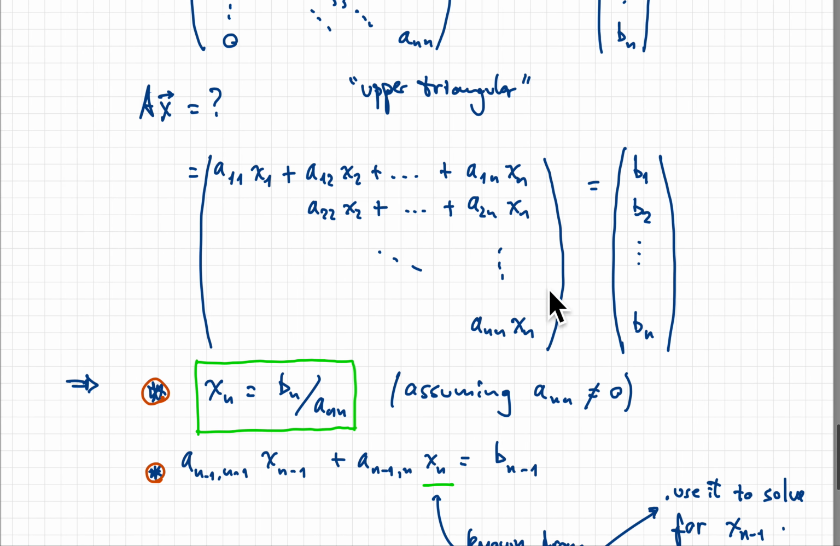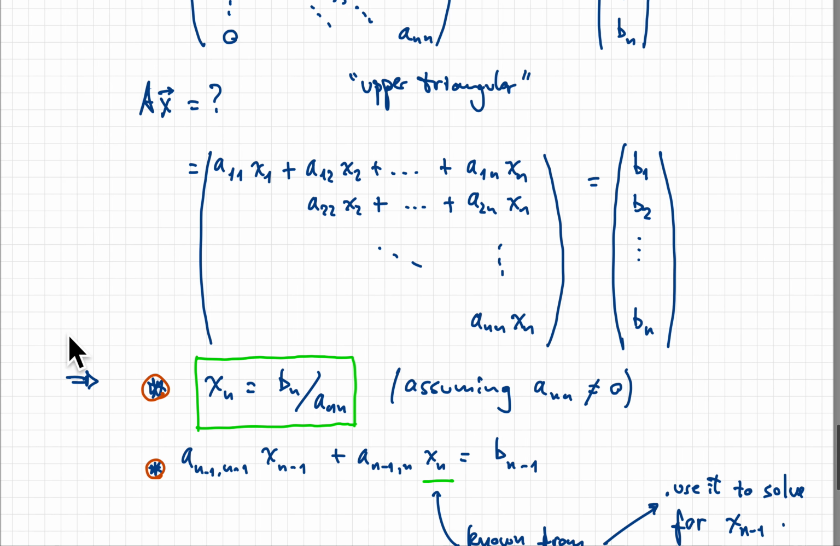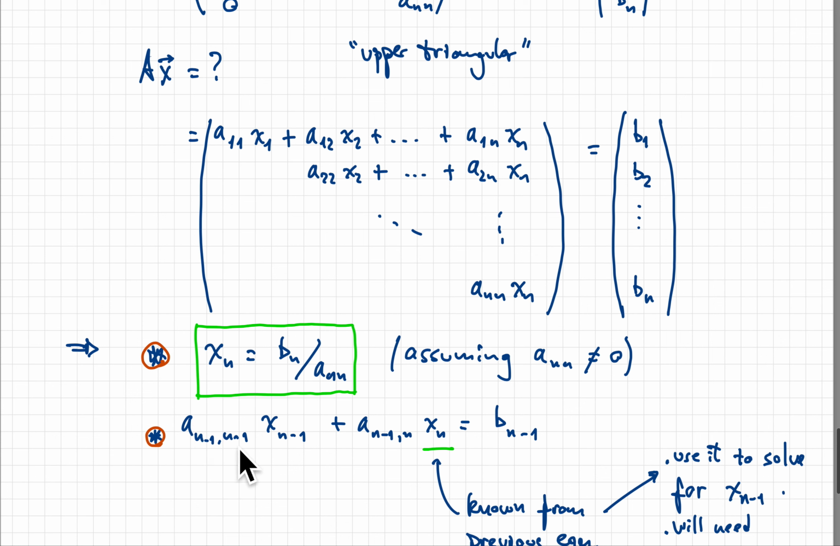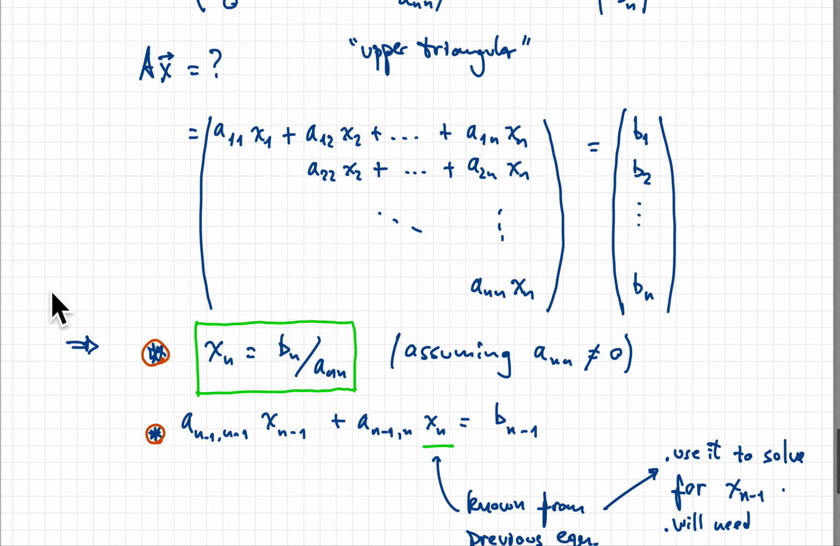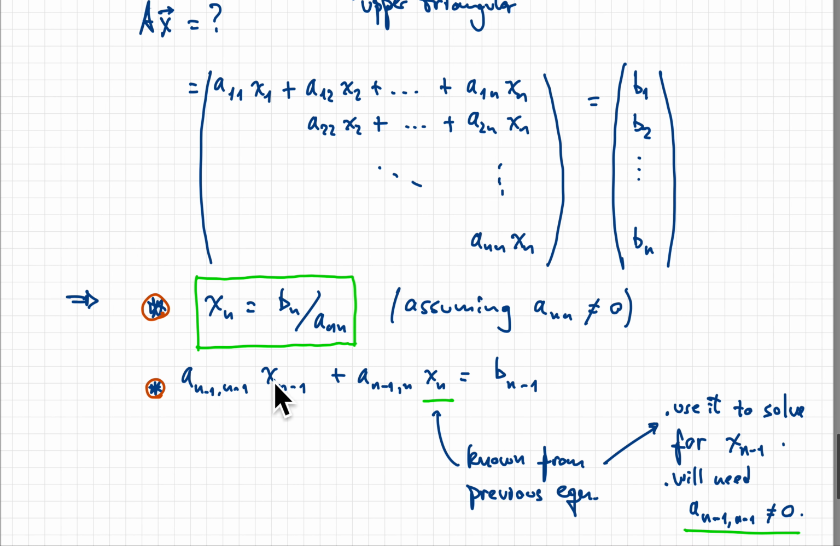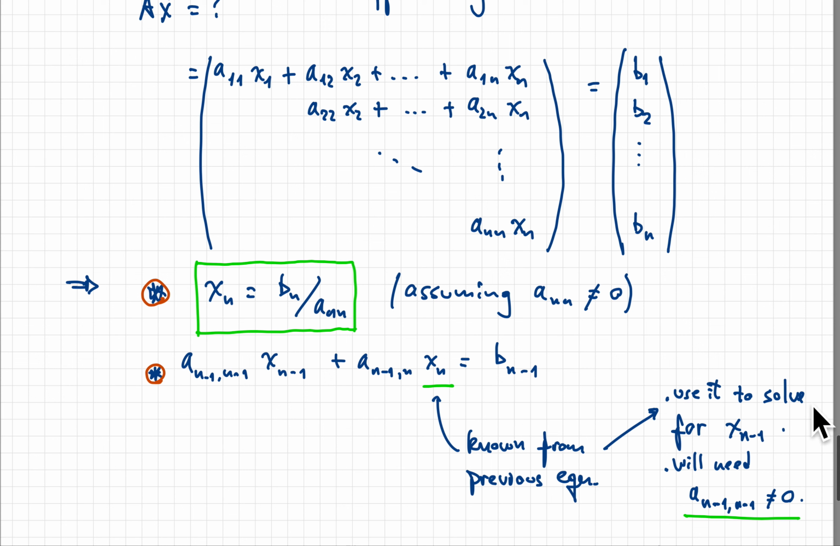What happens next? Then we go to the previous equation higher up that I didn't write here, but looks like this: a(n-1,n-1) times x(n-1) plus a(n-1,n) times xn is equal to b(n-1). So it's the previous equation, the one before last. And in this equation we have two unknowns, x(n-1) and xn. But hold on a second, we already know xn from the previous equation. And so we use this equation to solve for x(n-1). We put this on the other side of the equation, and we divide everything by a(n-1,n-1), and so we solve for this one. Again, we know xn from the previous equation.